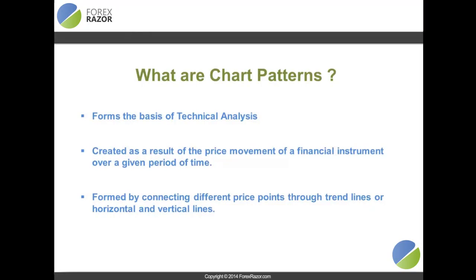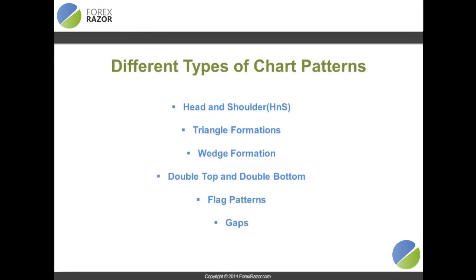These chart patterns are created as a result of price movement of a financial instrument over a given period of time. They are formed by connecting different price points by means of trend lines, horizontal or vertical lines. There are various types of patterns and formations used for identifying a trend or a trend reversal. Here we have a list of some of the most commonly used chart patterns. These are head and shoulders, triangle formation, wedge formation, double top and double bottom, flag patterns, and the market gaps.